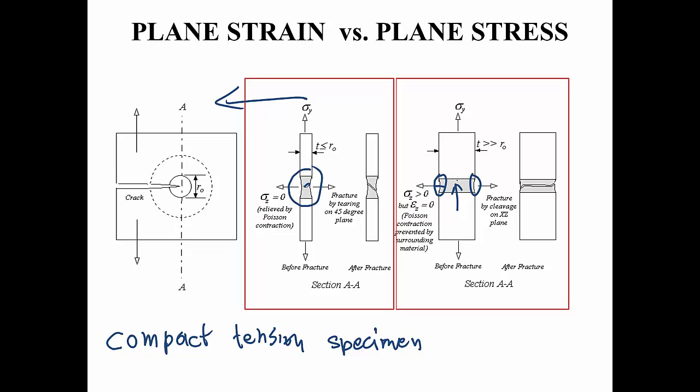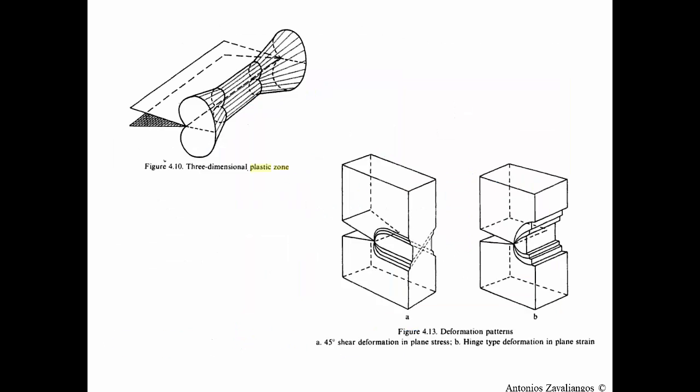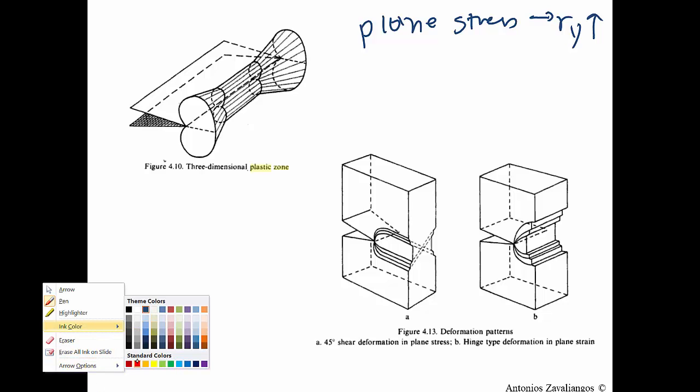And it is this difference that leads to different fracture modes. Actually, here we usually see a fracture at an angle, while here we see a fracture that is parallel to this direction. If you want to see this in 3D, this is a good picture that shows this. Remember that plane stress, right, leads to a larger yield plastic zone, and this is shown here in this diagram.